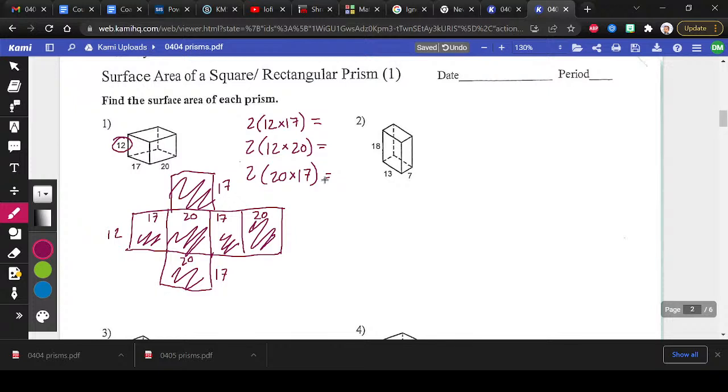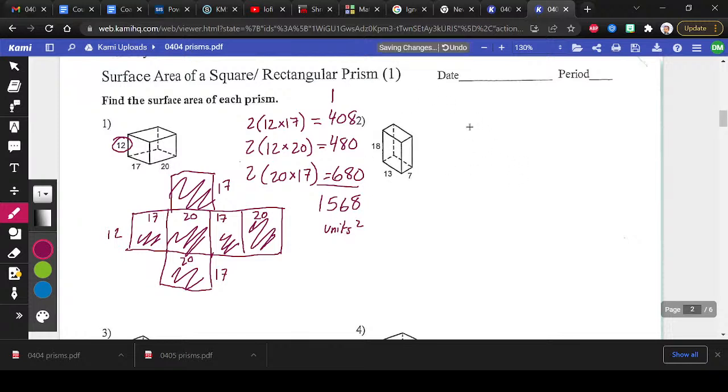So we grab hold of a calculator, and we multiply. That gives us 408 here. That gives us 480 here. And that gives us 680 here. And so when we add those together, we get 8 there, 6 there, carry the 1, that's 1,568 units squared.